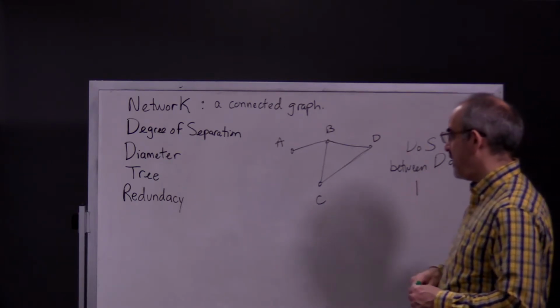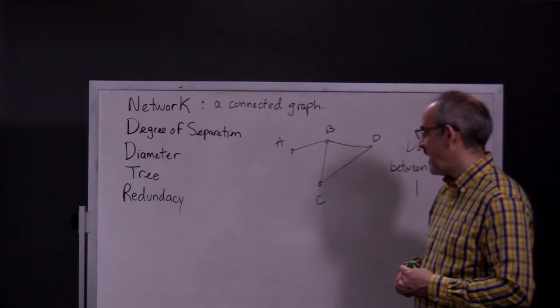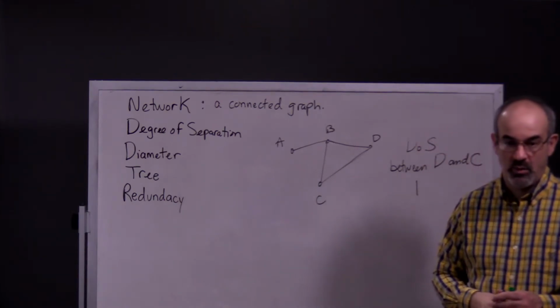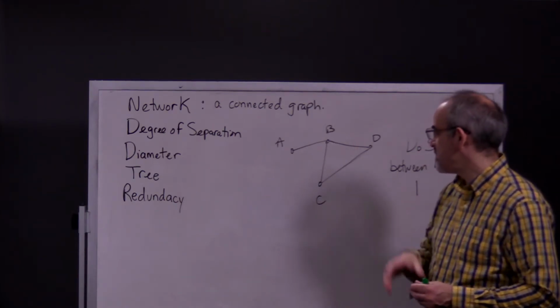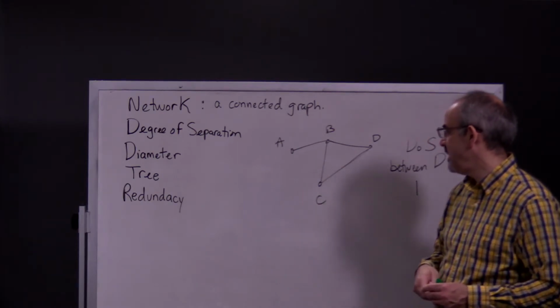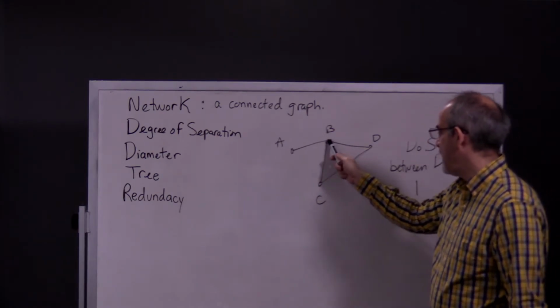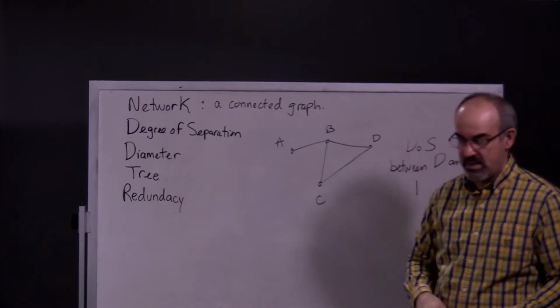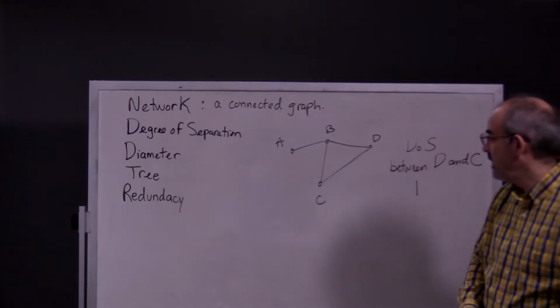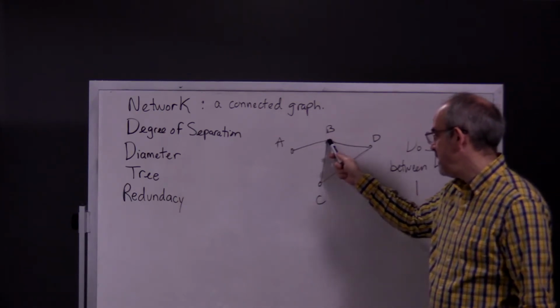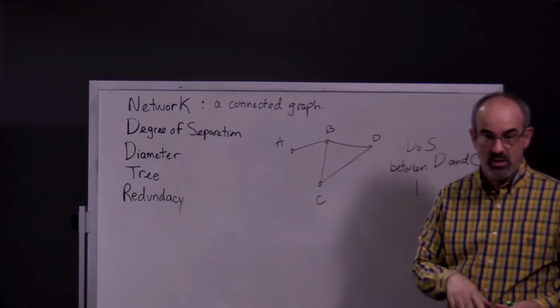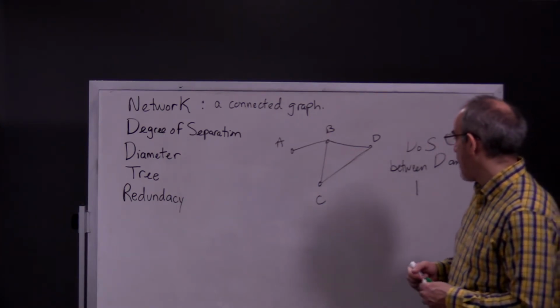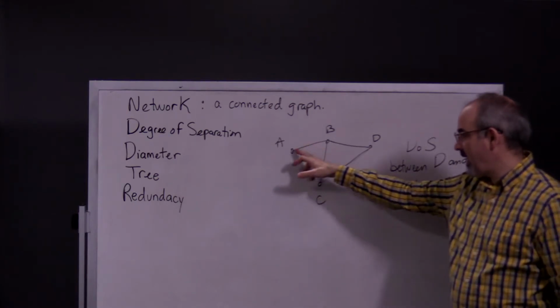What is the degree of separation between A and C? Well, there's more than one way to get from A to C. You could go A to B, then B to D, then D to C, which has a length of 3. Or you could just go A to B and B to C, which is 2. So you want the shortest one. So the degree of separation between A and C is 2.